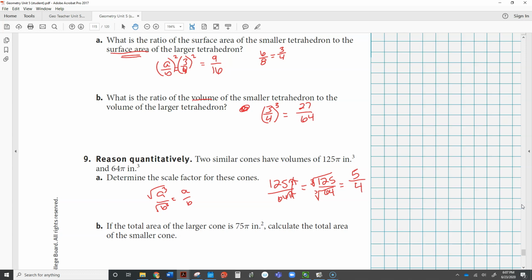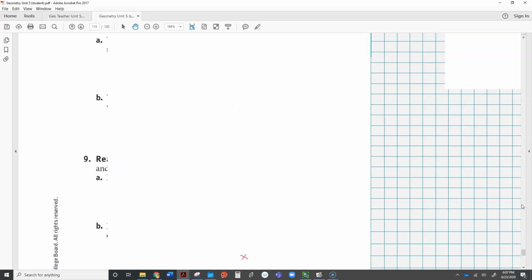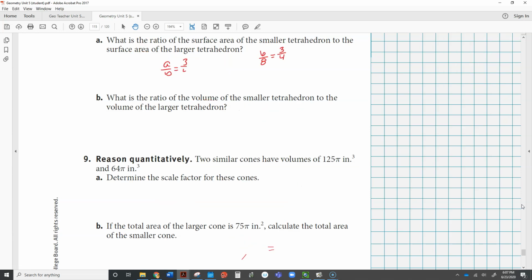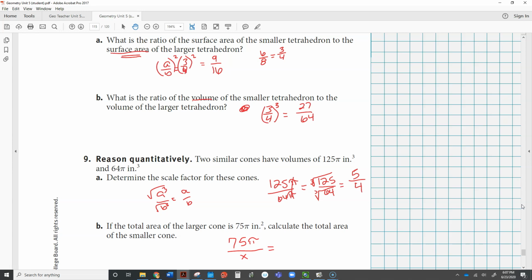If the total area of the larger cone is 75 pi inches squared, calculate the total area. So I've got 75 pi, and this is the larger one. So my smaller one is going to be my x. Okay, so I'm going to use not 5 over 4. 5 over 4 is for inches. Inches squared is going to be 25 over 16. So that's going to be the scale factor that I'm going to use.